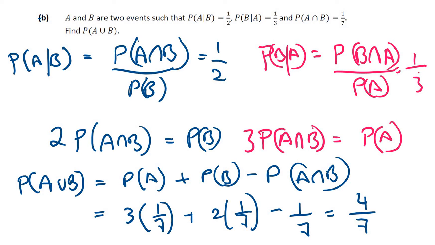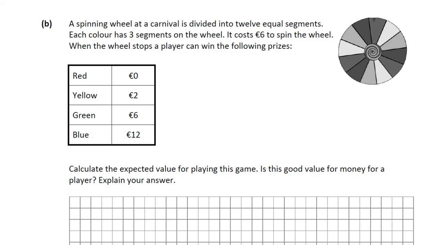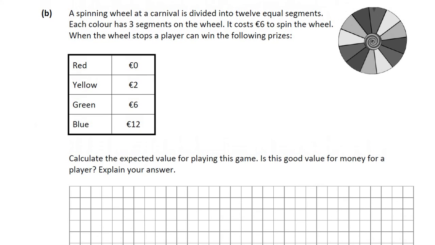Okay, we'll look at another question now. So in this question, this is about expected value. A spinning wheel at a carnival is divided into 12 equal segments. Each colour has 3 segments on the wheel. It costs €6 to spin the wheel. Calculate the expected value for playing this game. Is it good value for money?